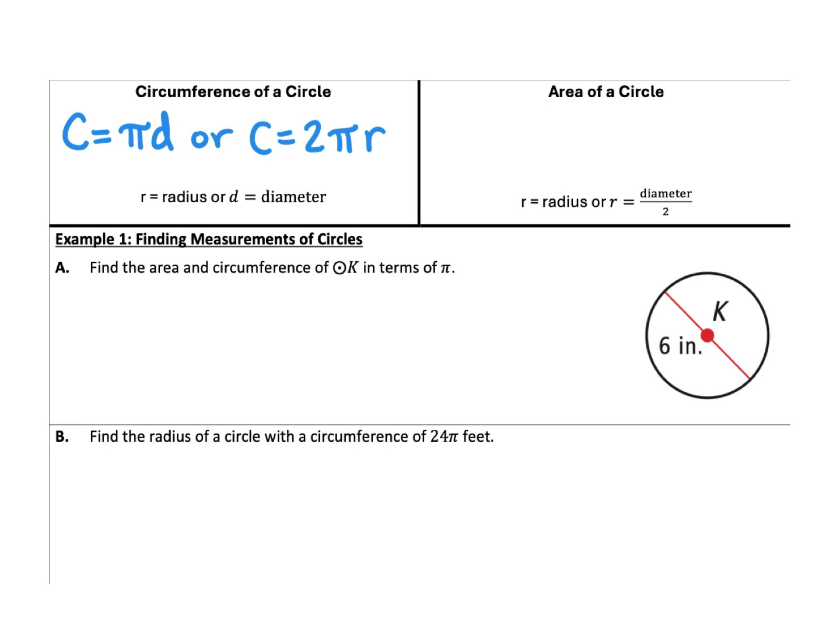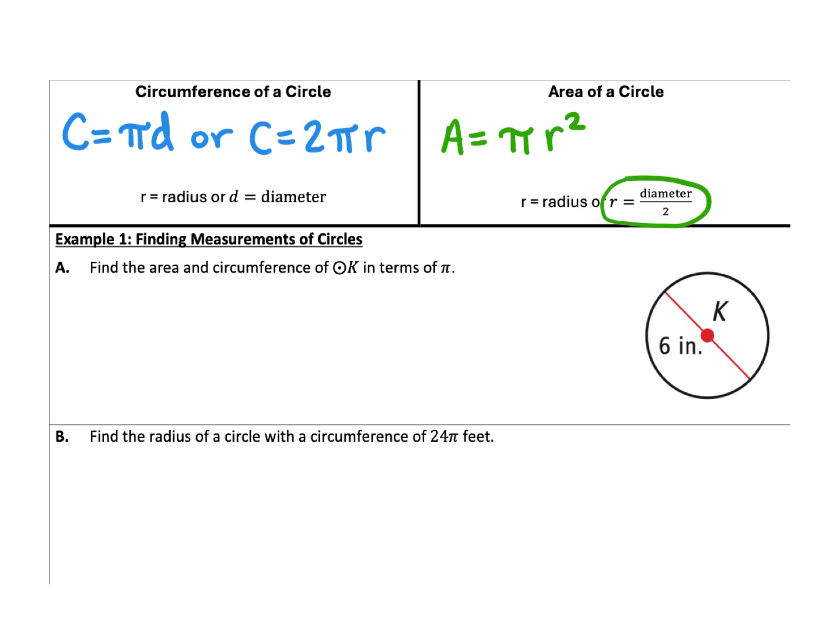For the area of a circle, you do need to use the radius. There's no formula involving the diameter. The area of a circle is calculated by taking pi times the radius squared. If you're given the diameter of a circle, you just divide the diameter by 2, and that's going to give you the radius.